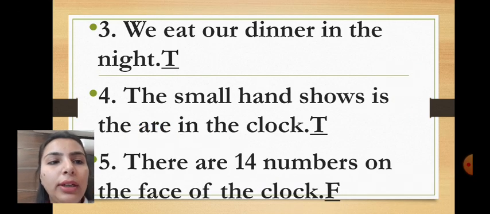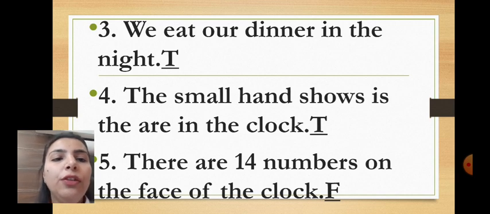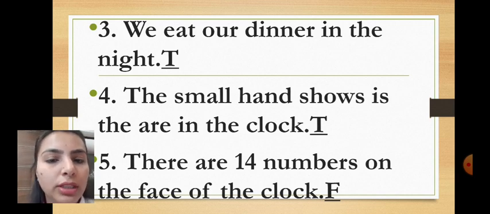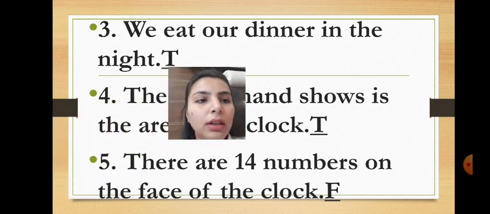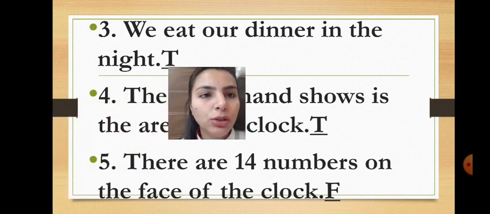There are 14 numbers on the face of the clock. Is it true or false? It is false, because there are 12 numbers on the face of the clock.